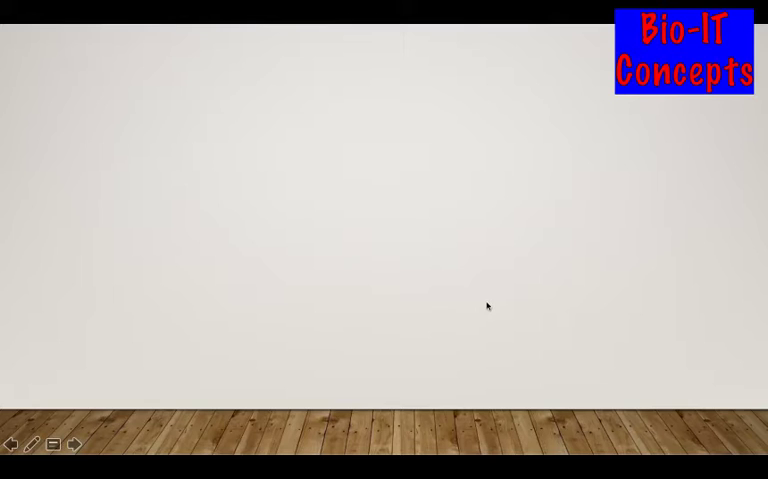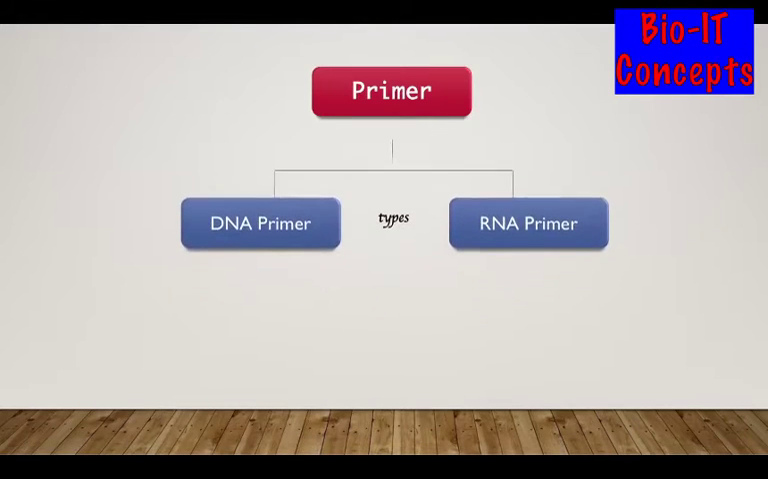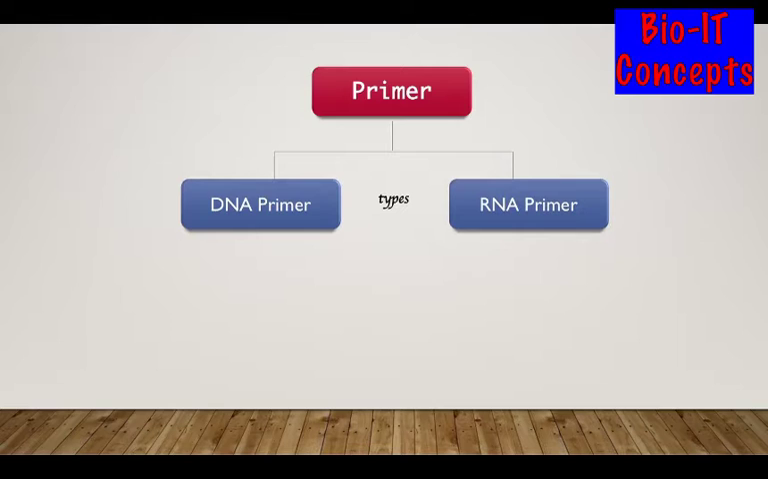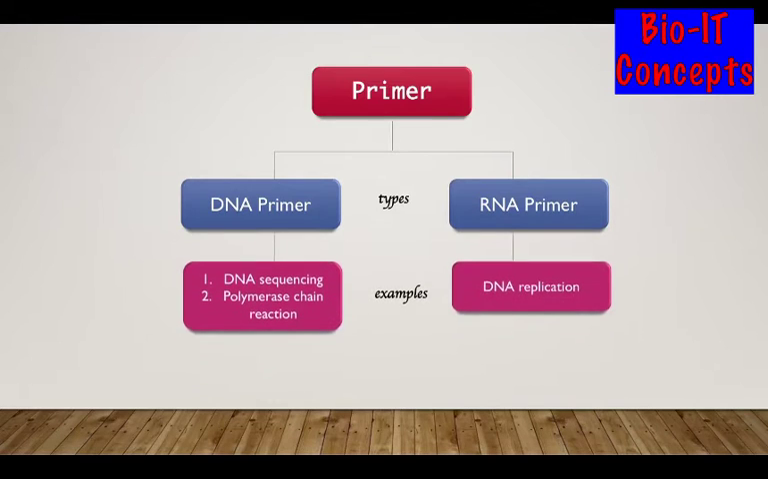Now next is types of primer. Primers are basically two types, DNA primer and RNA primer. Where we can use DNA primer and where we can use RNA primer. DNA primer is basically used in DNA sequencing and polymerase chain reaction, and RNA primer is used in DNA replication.